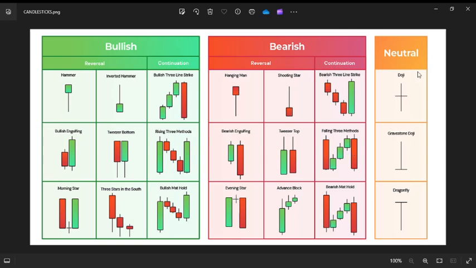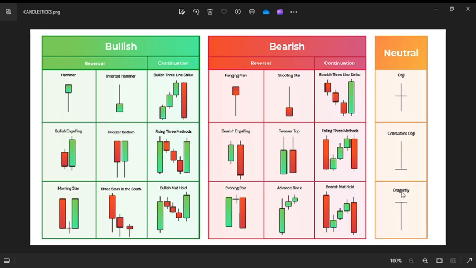Then we have the neutral ones. An example is the doji. We have the gravestone doji, and then we have the dragonfly doji. So these are the types of doji candlesticks. These are all indecision candlesticks. The market is not able to make a decision, as in to move up or down. So by so doing, these doji candlesticks are formed.